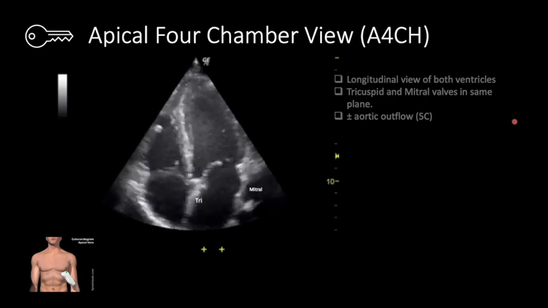The apical four-chamber view gives us the best side-by-side comparison of these two chambers. In this view, hopefully you can appreciate that the right ventricle should be smaller, roughly less than 2/3 the size of the LV. Now it can vary, it can be about 1/3, it can be about half the size, but it shouldn't be more than 2/3 of the size of this left ventricle over here.